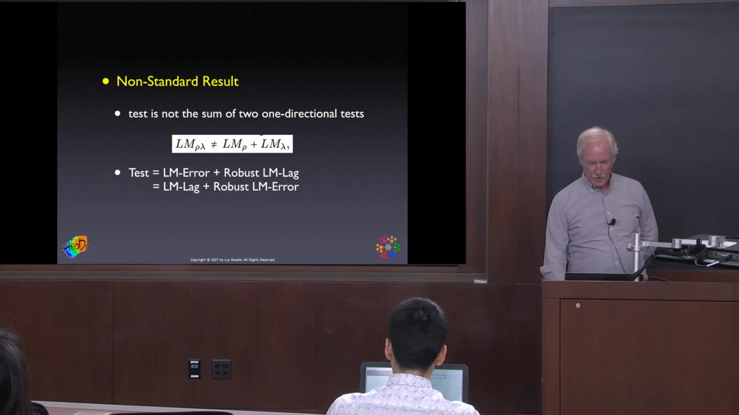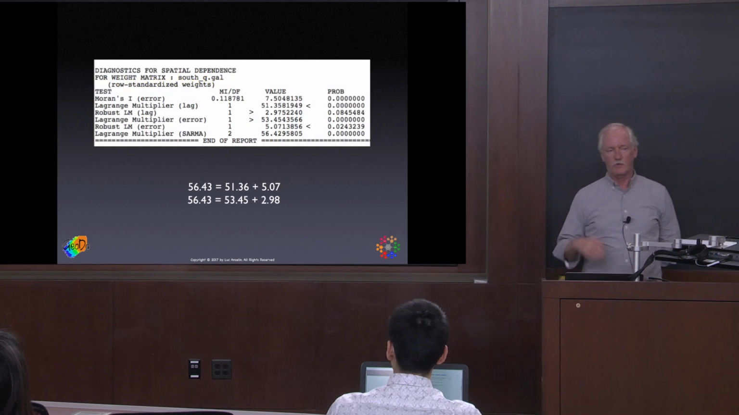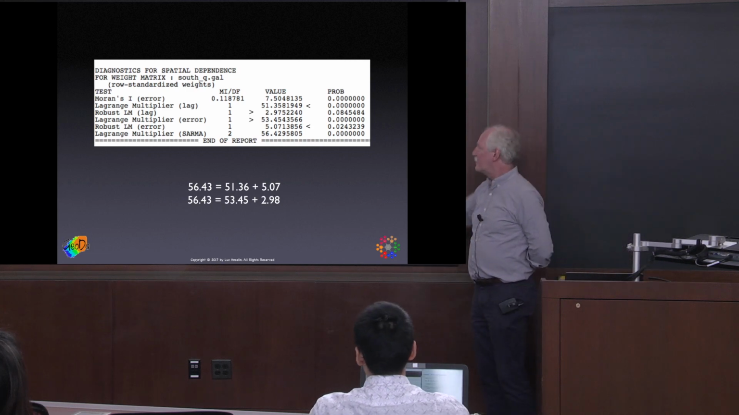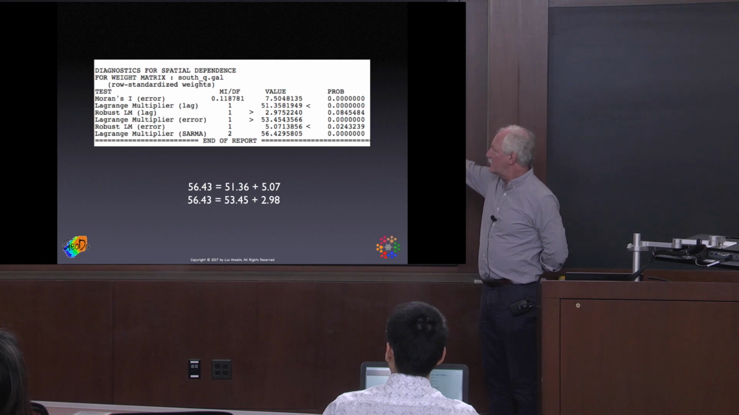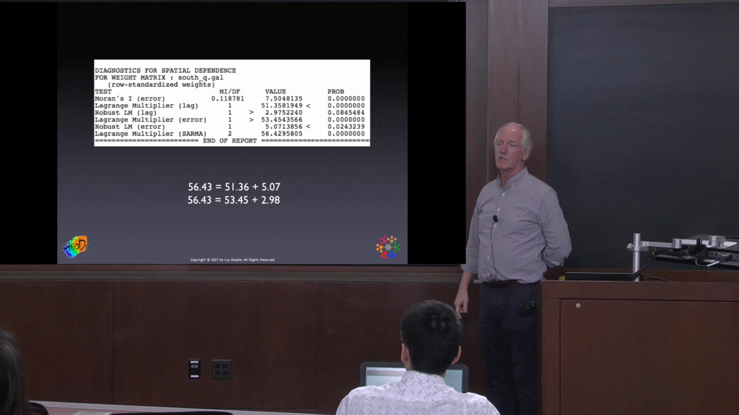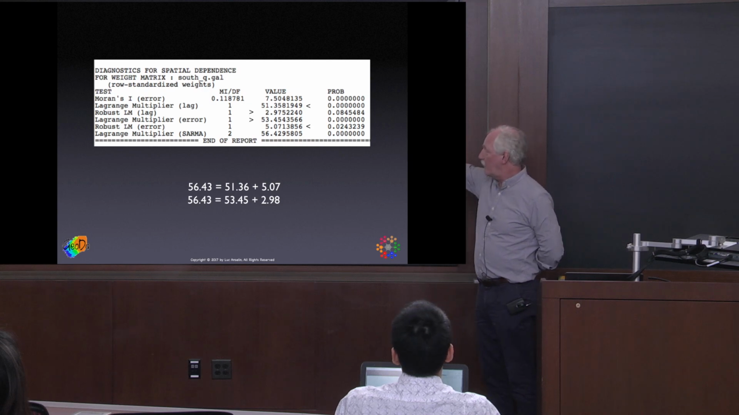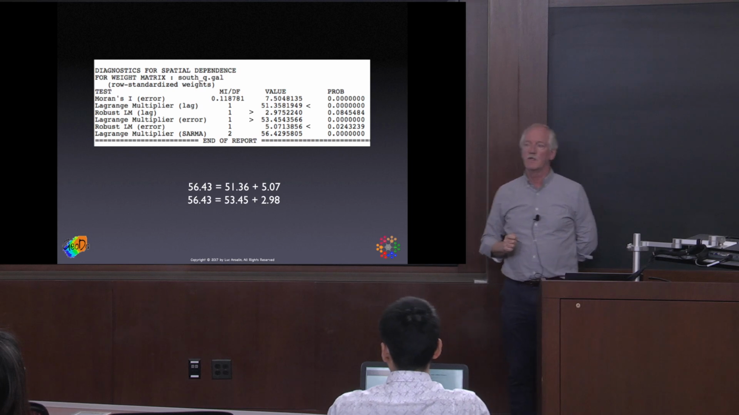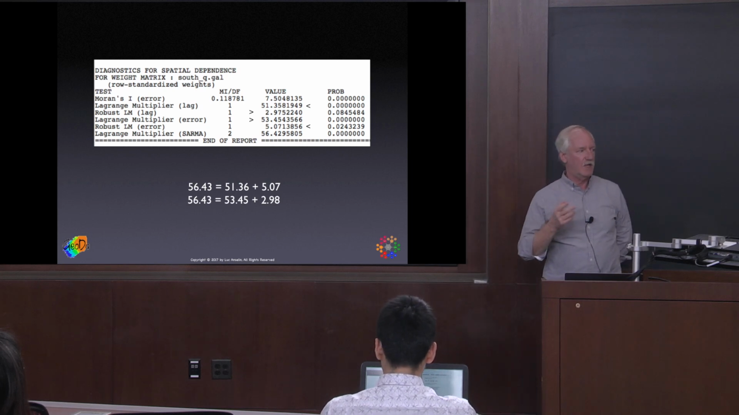And just to show you that I'm not making this up, of course you could say, well, this is how you wrote the software, right? So, yes. But if you look at the results, you see the lag tests are 51.3 that we had before, plus 5. You add these two up together, and you get 56. And then if you do the other way around, the LM error test with the robust lag, which is the one we saw on the slide, you also get 56. So that's kind of a quirky thing.